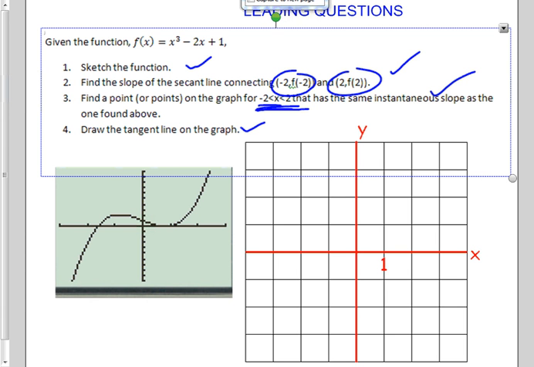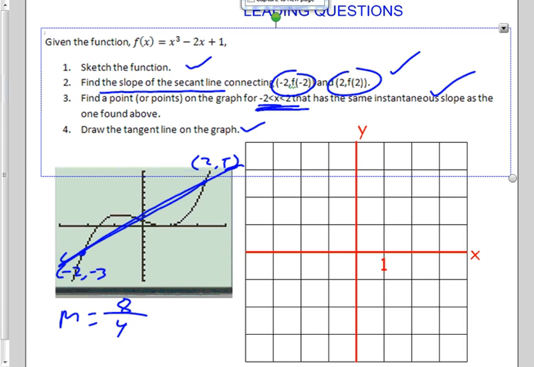Okay, so at -2, we've got the point (-2, -3). And at 2, we've got the point (2, 5). If we want to find the slope of the secant line, let's first draw in that secant line. The slope is going to be the change in y, which is 8, over the change in x, 4. So the slope is 2.